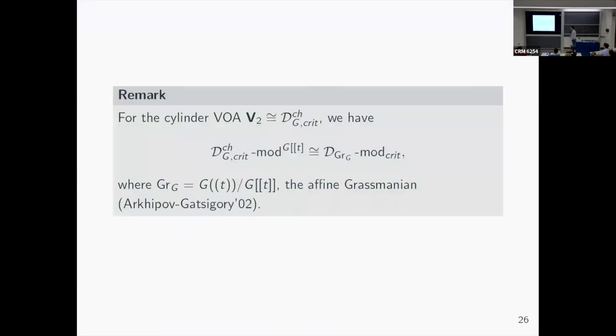And so as I said, for a cylinder case, it's CDO on G at critical level. And it's known that the category of G-equivariant modules over this CDO is equivalent to the category of critically twisted D-modules on the affine Grassmannian, which has very interesting representation theory. So you can think of chiral algebras of class S as a generalization of such VOAs, and I believe they should have very interesting representation theory, which is yet to be investigated.